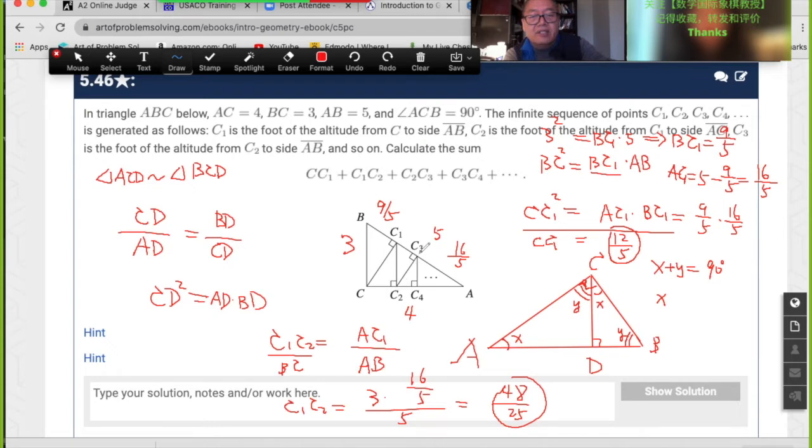Now continue with C2C3. C2C3 is in this similar triangle. Okay, now let's see. We can do it, but then you need to find the trend. Let's see, we got CC1 that's 12 over 5, C1C2 equals 48 over 25. Now let's see.